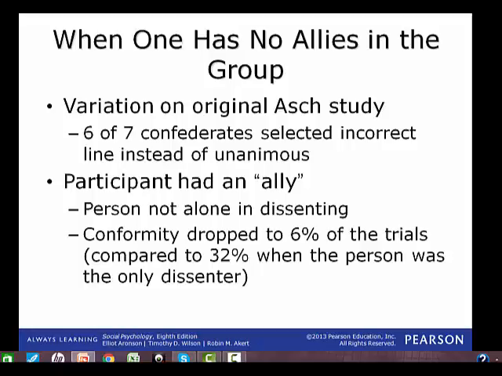So people are much less likely to conform if they have at least one other person that agrees with them, right? And I think that's because having another person validates our point of view, that we're not the only person that feels this way. And it also makes us feel like even if we were to lose everyone else in the group, we still have at least this one person, so we haven't lost everything.